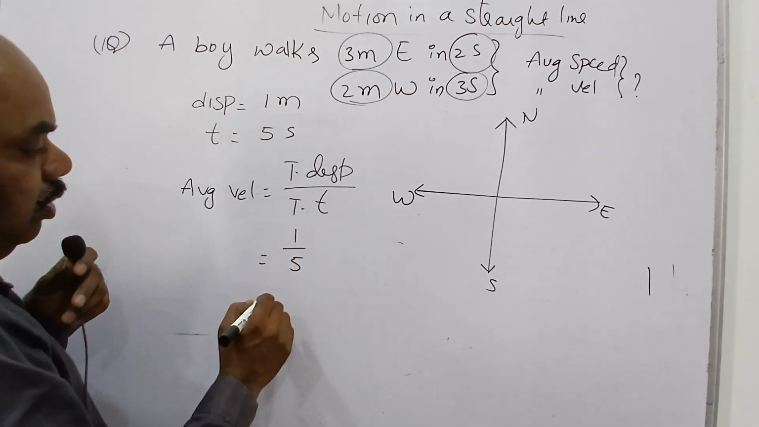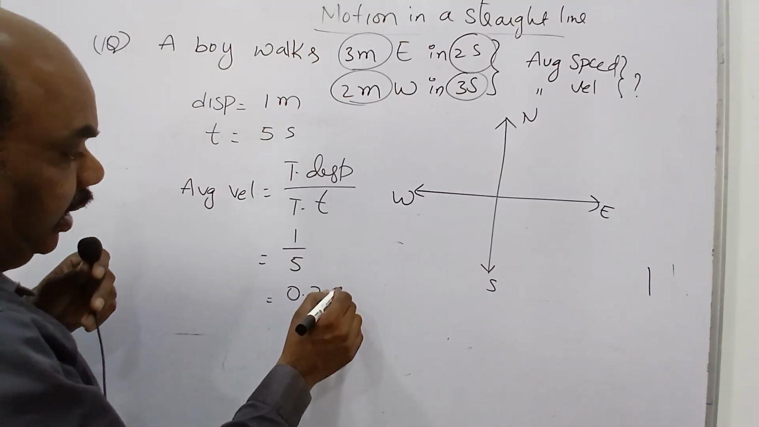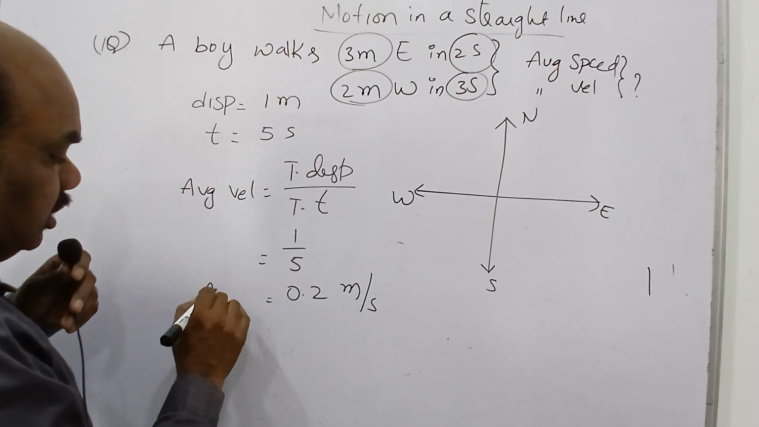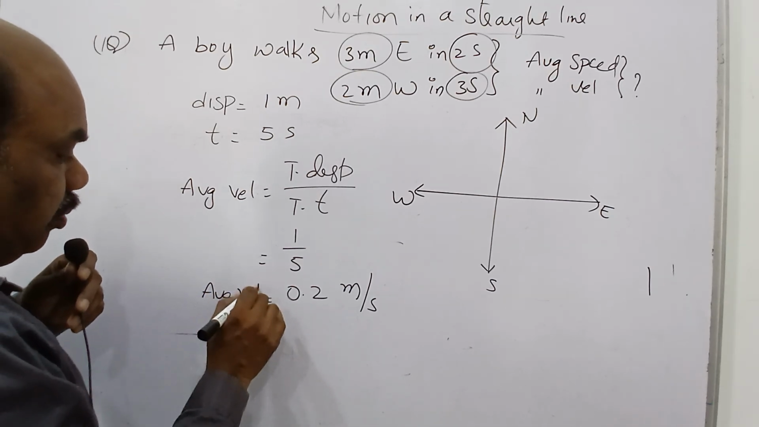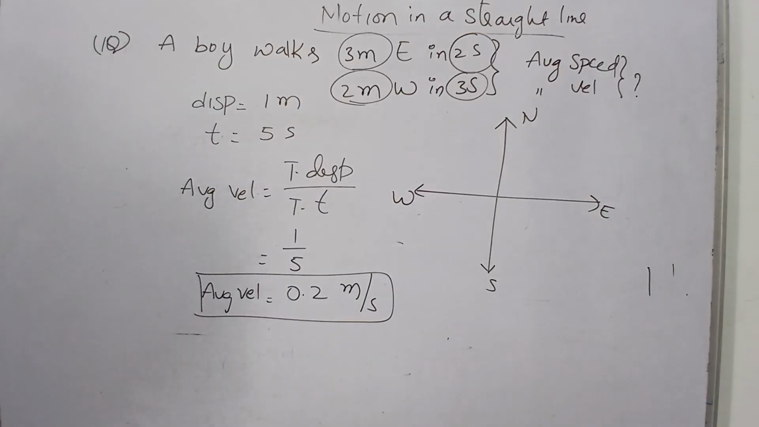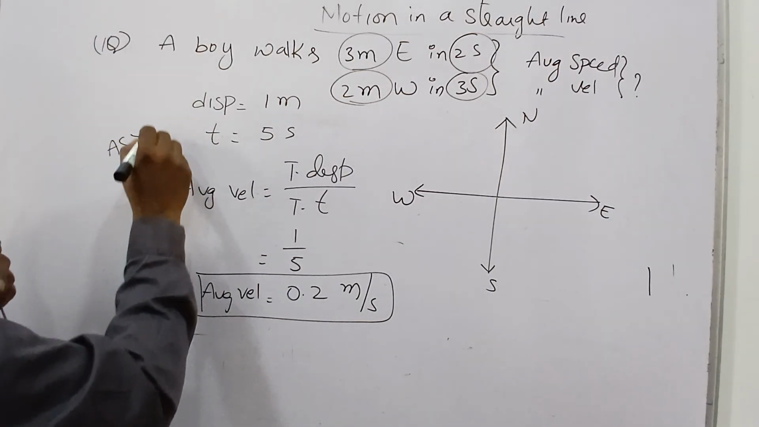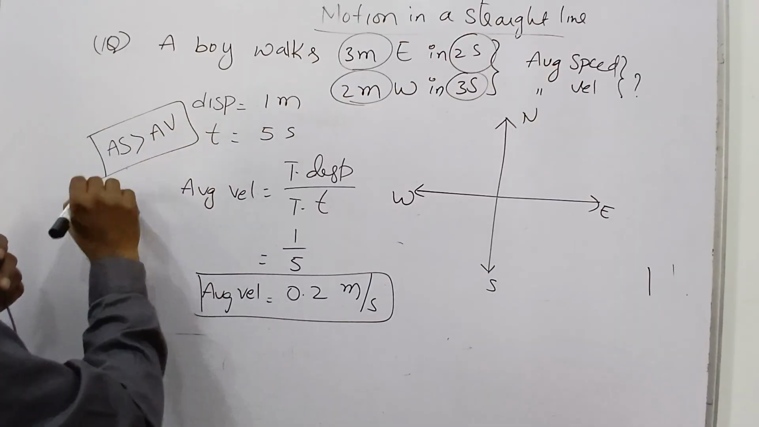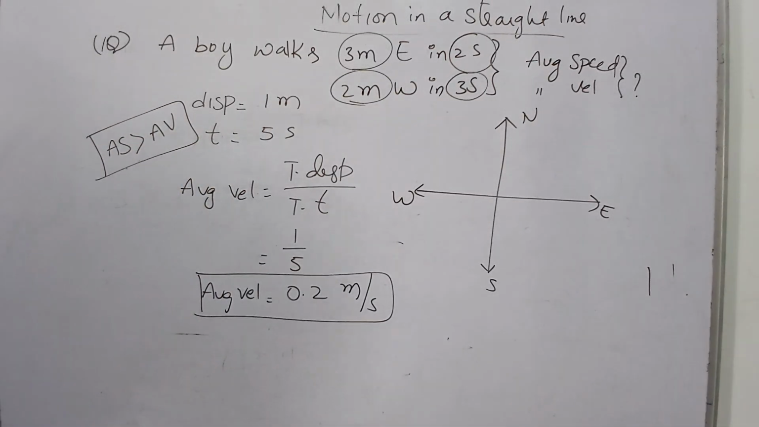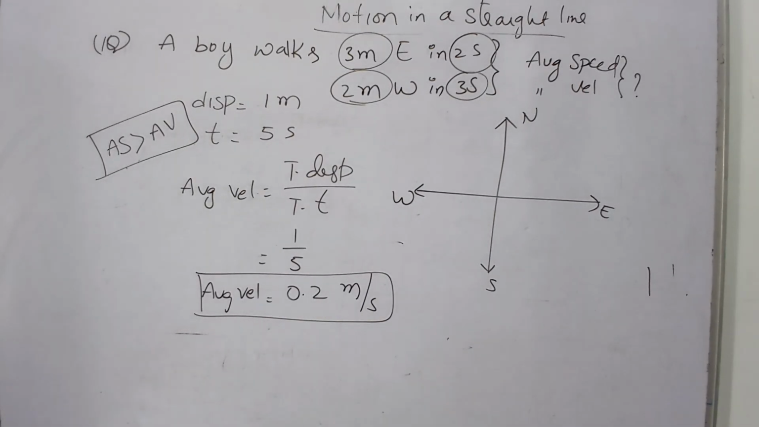1 by 5. 1 you are dividing into 5 parts, so each part is 0.2 meter per second. So the average velocity is 0.2 meter per second. Average speed, how much did we get? 5 by 5, 1 meter per second. That means average speed is always greater than or equal to average velocity. Sometimes if it is a straight line, both are equal. In this case, average speed is greater than average velocity. Any doubt, write in the comment section.